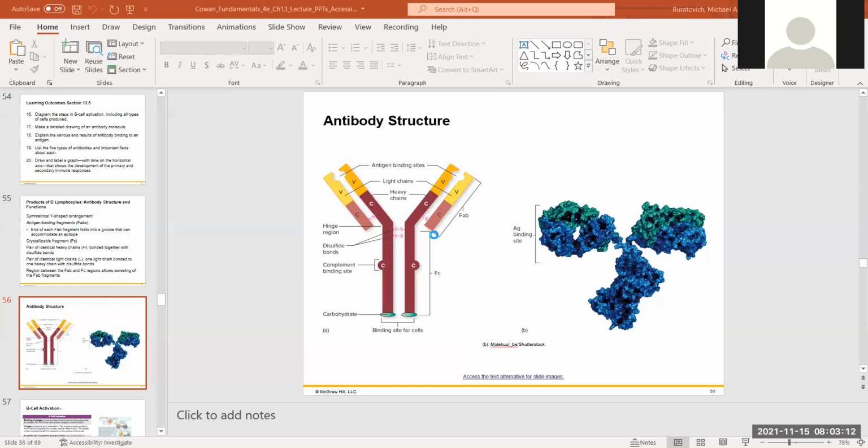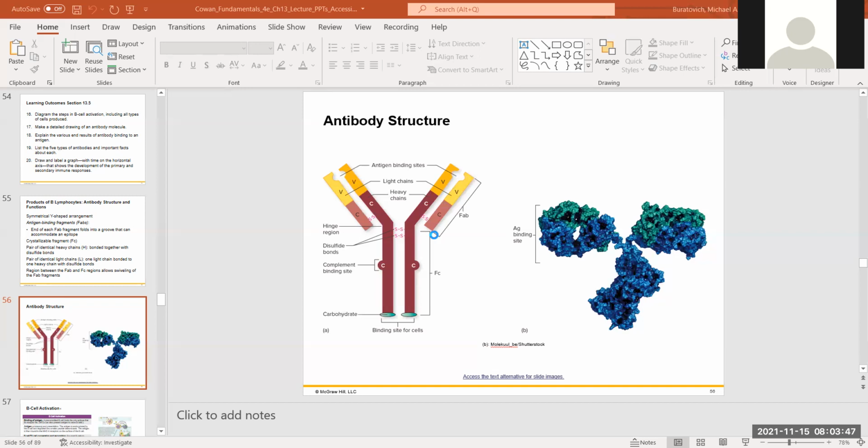Then some cells will become memory B cells and regulatory B cells. There are very few of those. It's mainly regulatory T cells that do most of the regulation. Clonal expansion has to do with the B cell that makes that particular type of antibody that is activated by that antigen. So only those cells are the ones that undergo this proliferation and expansion. Talked about that already.